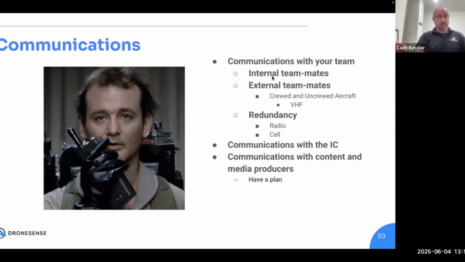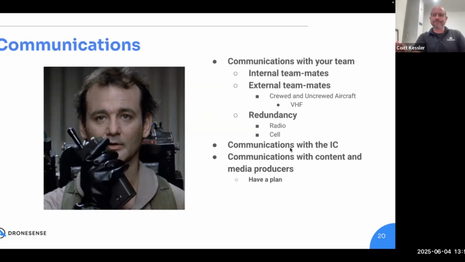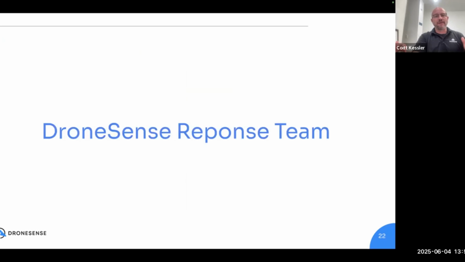So being able to communicate internally, maybe that's cell phones, maybe it's our portables, maybe it's our TAC radios, making sure you can communicate with the other participants that are showing up in the airspace. Making sure that we can communicate with command, and again, always make sure that you have a plan.